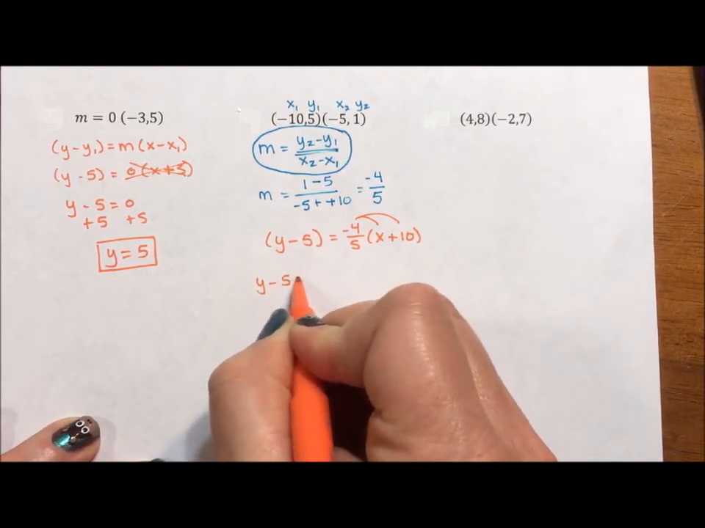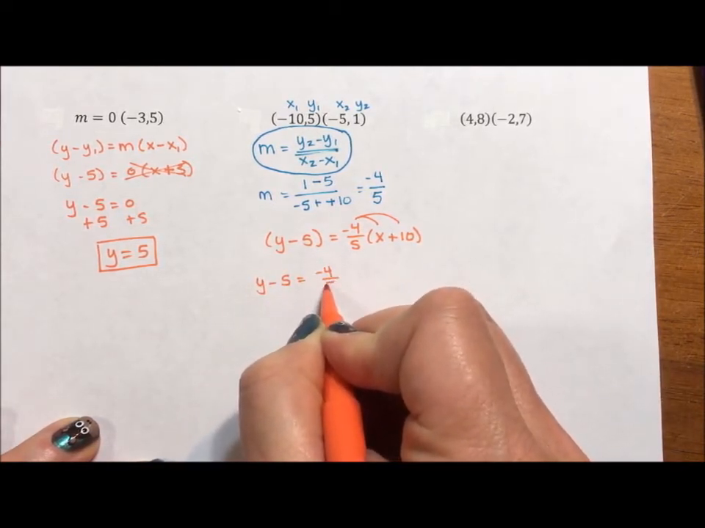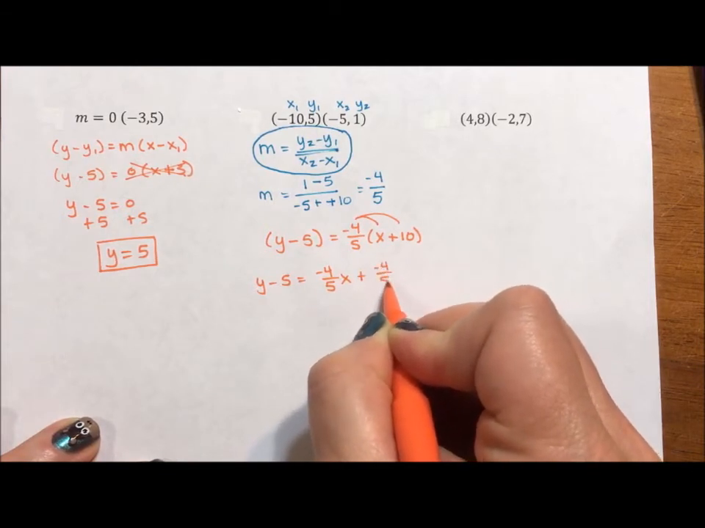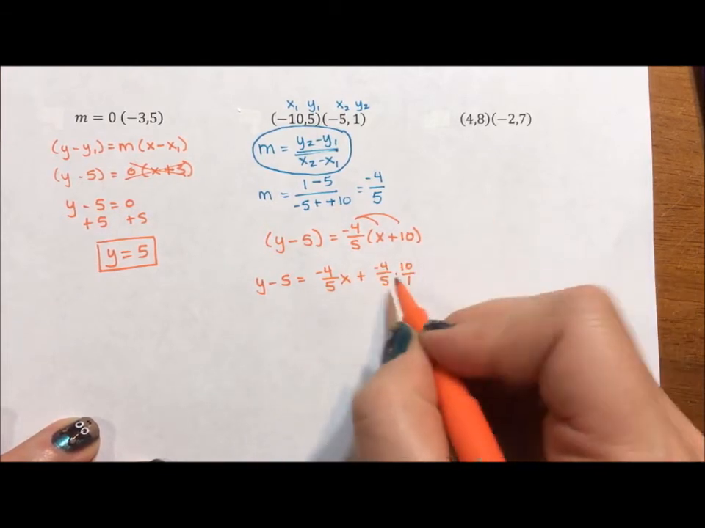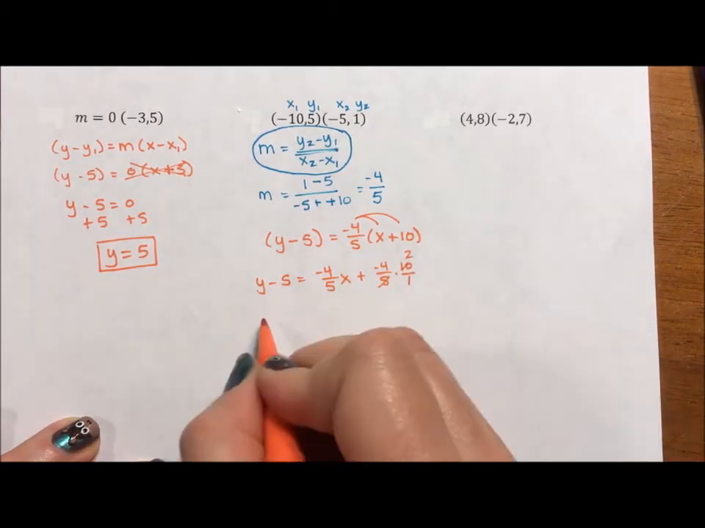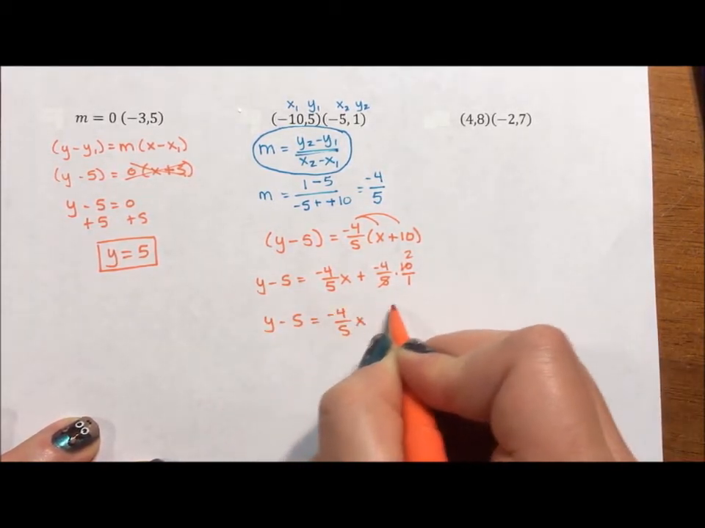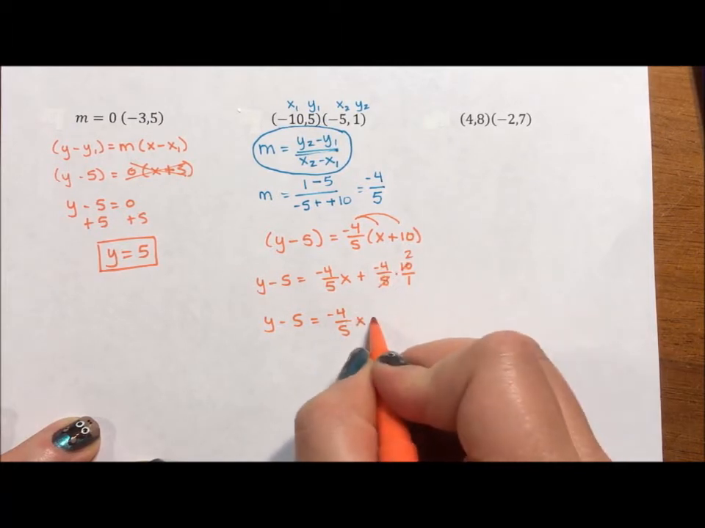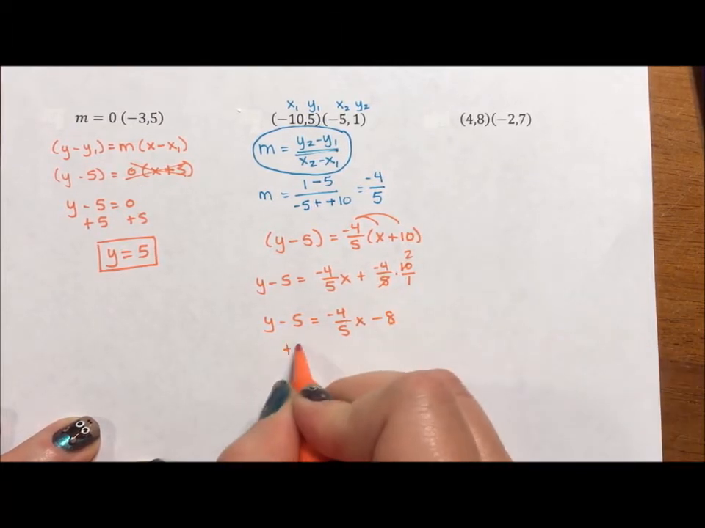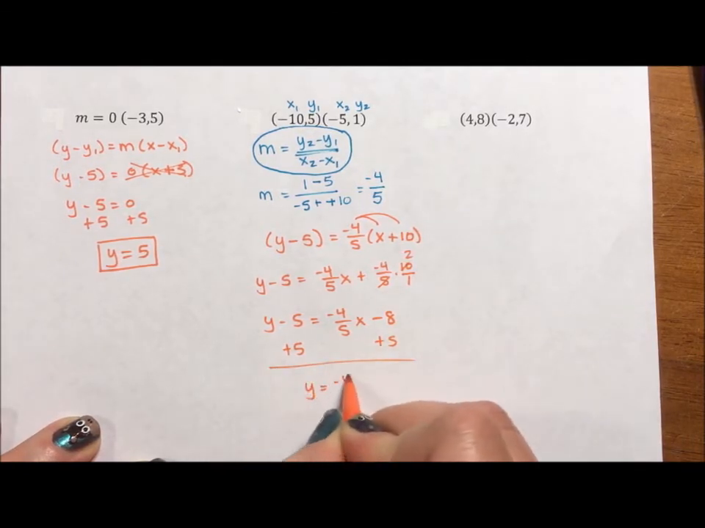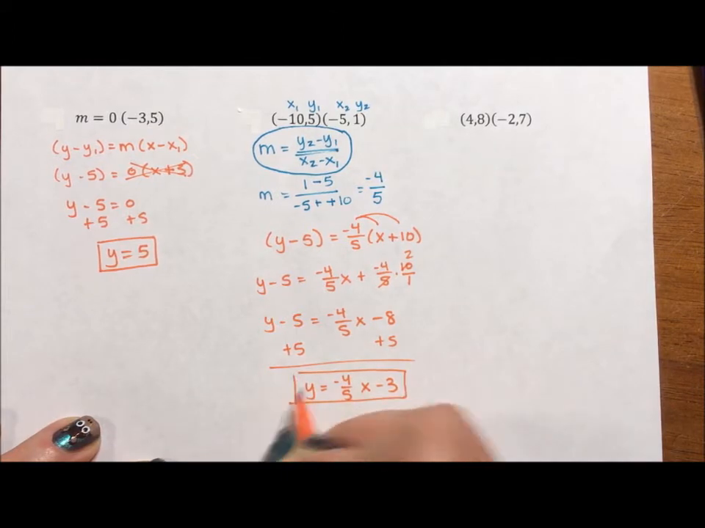y minus 5 equals negative 4/5 x, and I'm going to write this all out: negative 4/5 times 10 over 1. 5 goes into 10 twice, so y minus 5 equals negative 4/5 x. Let's see, negative 4 times 2 is a minus 8. I can add 5 to both sides. y is equal to negative 4/5 x minus 3. Okay.